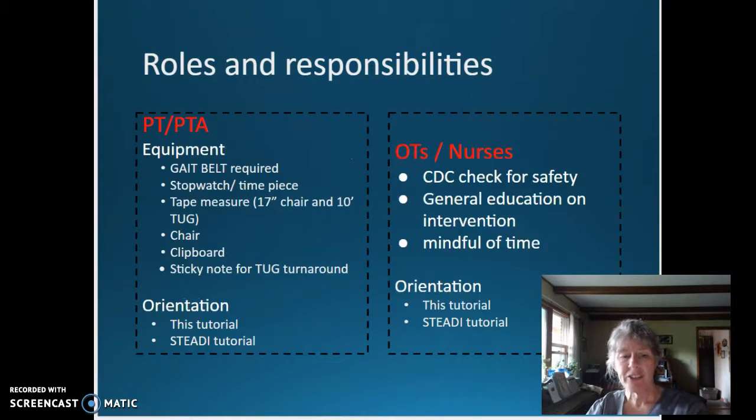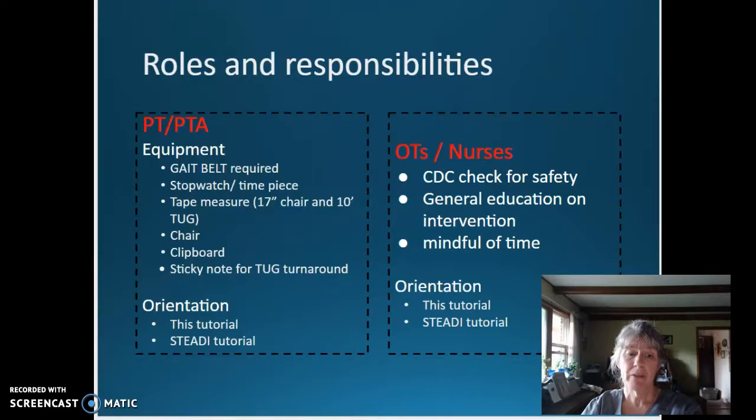All PT clinicians doing the performance measures will need to bring the things listed here. A gait belt is required on every participant. A stopwatch or a timepiece that you're familiar with, a tape measure to measure things. The chair will be at the site, but you'll have to find the right chair for the test. Bring a clipboard to help yourself stay organized, and bring some kind of sticky note or tape so you can mark the area for the turnaround on the TUG test.